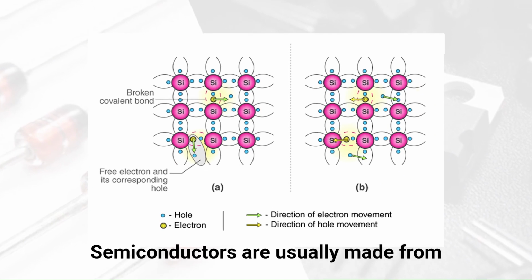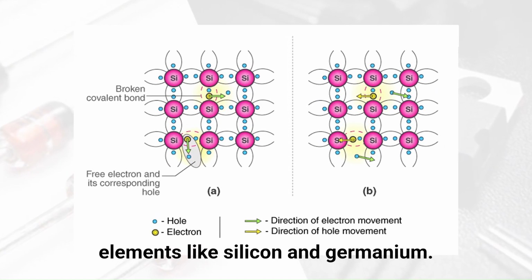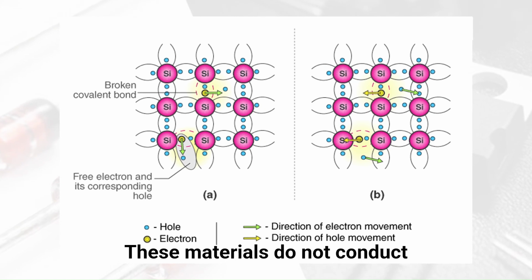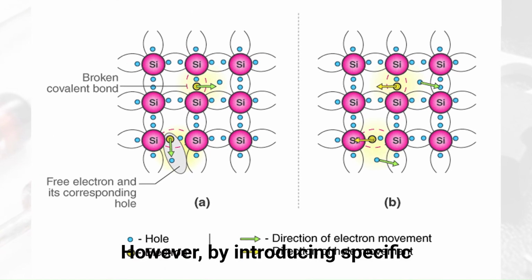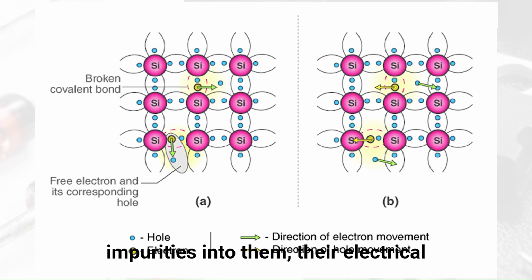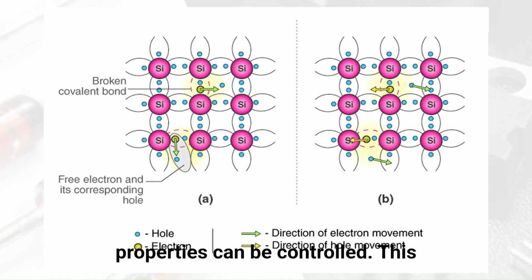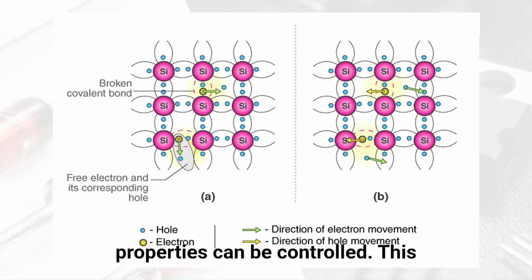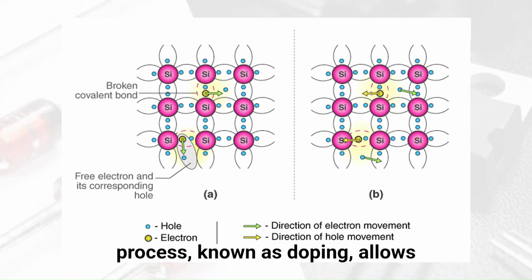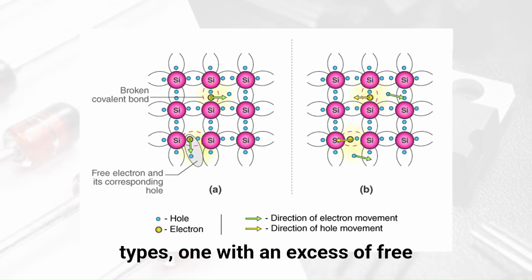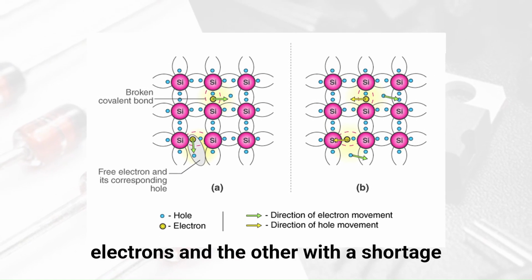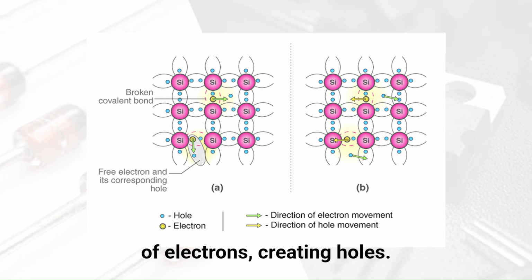Semiconductors are usually made from elements like silicon and germanium. These materials do not conduct electricity well under normal conditions. However, by introducing specific impurities into them, their electrical properties can be controlled. This process, known as doping, allows semiconductors to be transformed into two types, one with an excess of free electrons and the other with a shortage of electrons, creating holes.